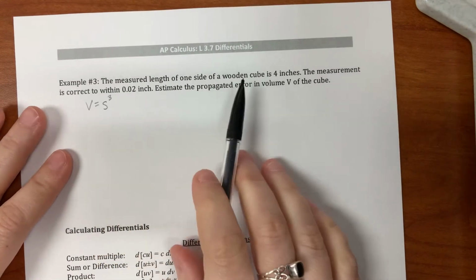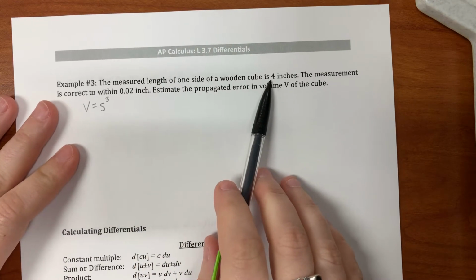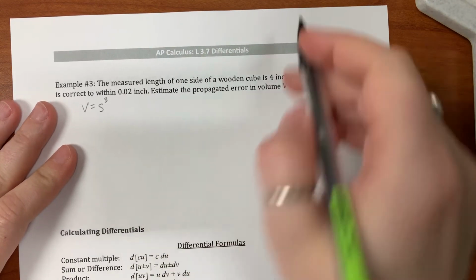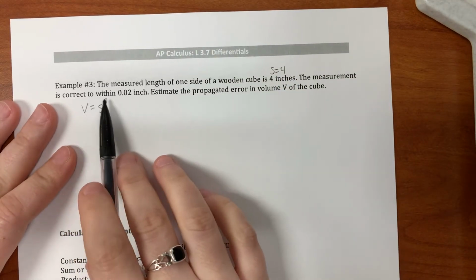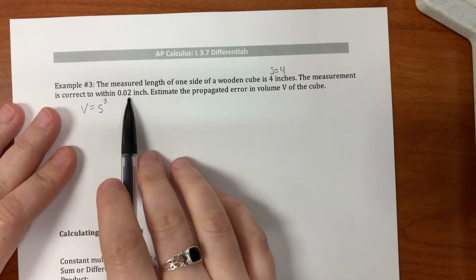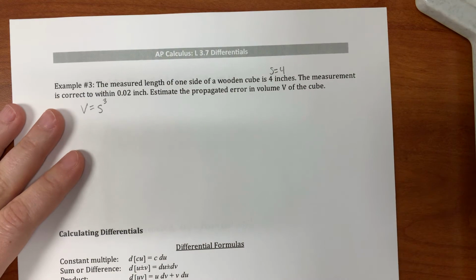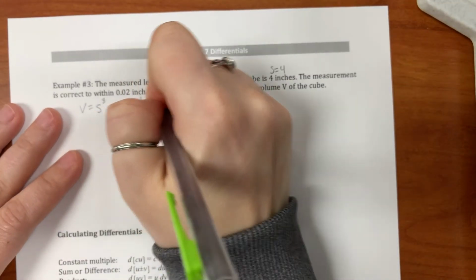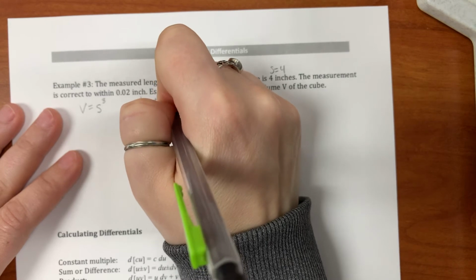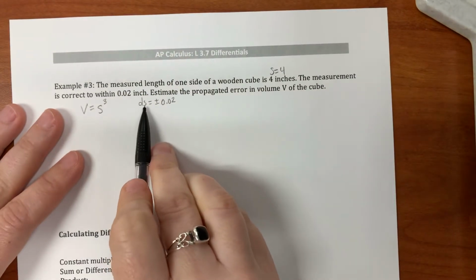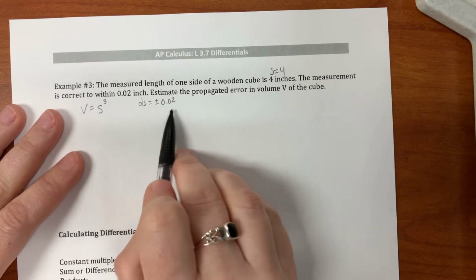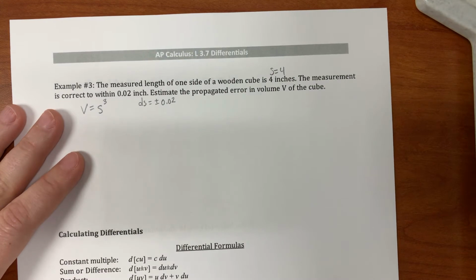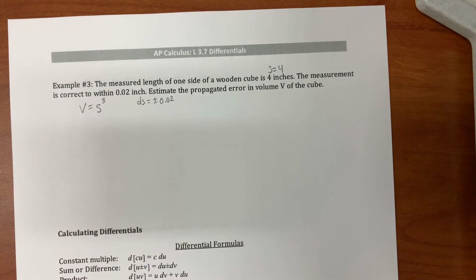All right, so they're giving me a lot of information in here. Let's decompose this. The length of one side is 4, so S equals 4. And then the measurement is correct to within 0.02 inches. So that means the measurement of the side length, ds, could be plus or minus 0.02. The change in that side length could be 0.02 over what I want or 0.02 under what I want. So it could be overestimated or underestimated. I hope that makes sense.